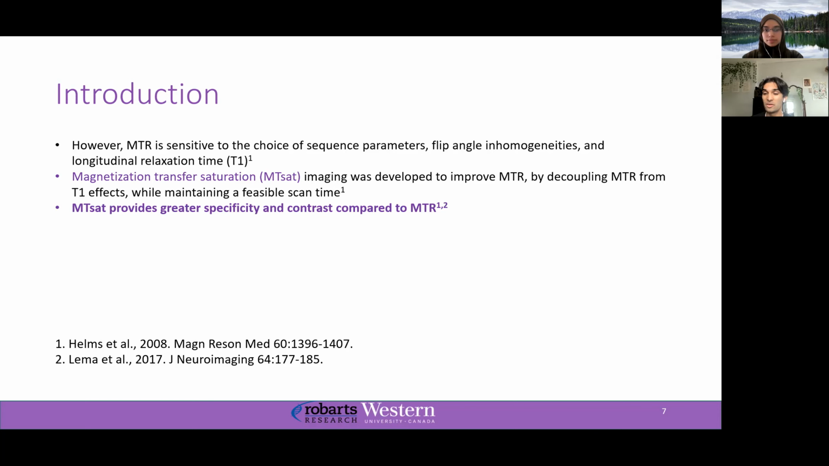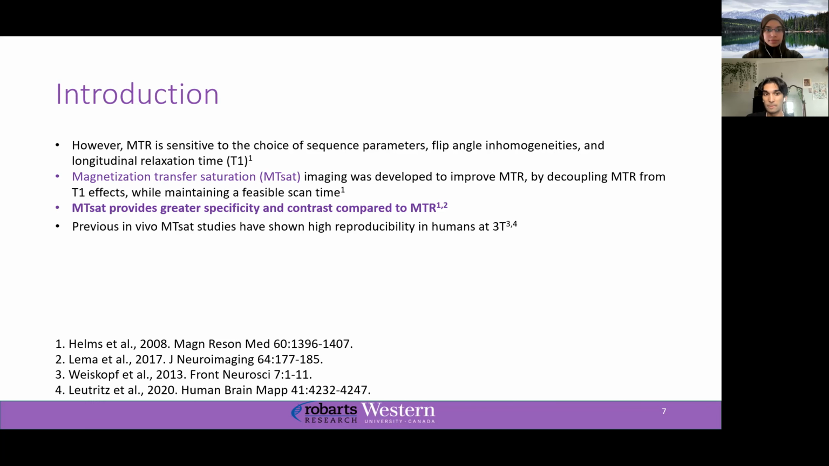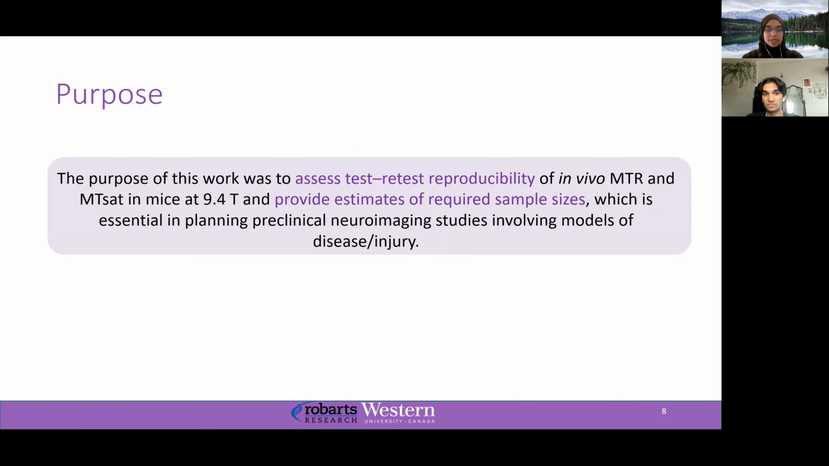Although previous in vivo MTsat studies have shown a high reproducibility in humans at 3 Tesla, the comparability of MTR and MTsat reproducibility has not been fully evaluated. This leaves the question of MTsat reproducibility in a preclinical setting at an ultra-high field strength. The purpose of this work was to assess test-retest reproducibility of in vivo MTR and MTsat in mice at 9.4 Tesla and provide estimates of required sample sizes, which is essential in planning preclinical neuroimaging studies involving models of disease and injury.